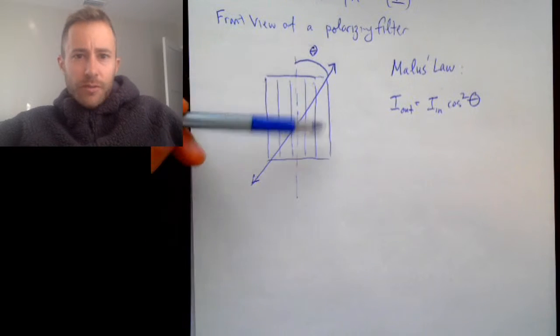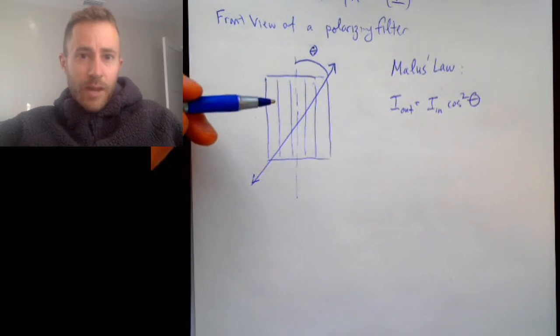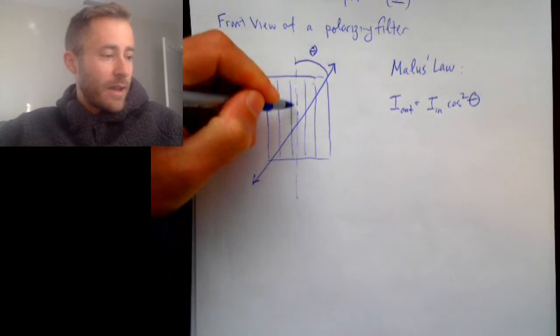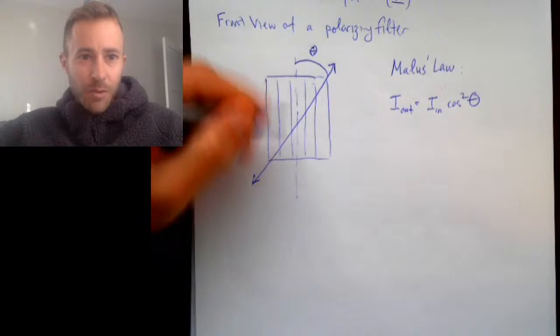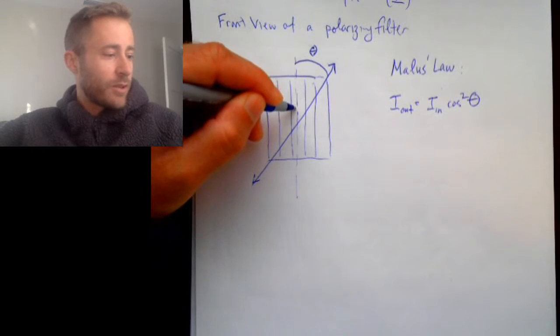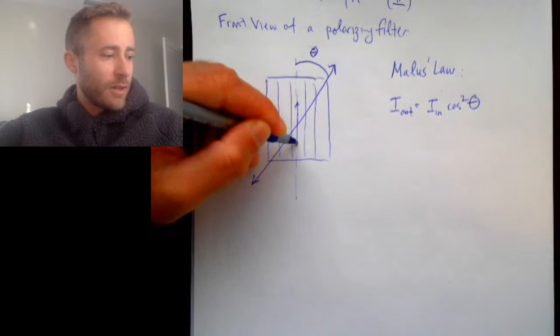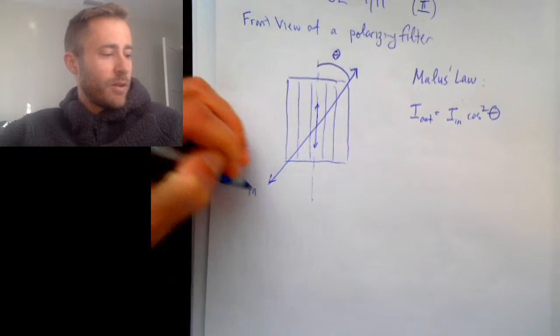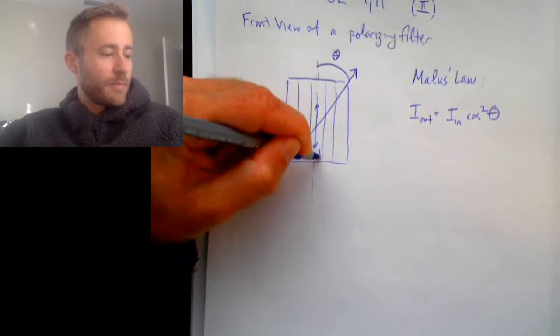And of course, the outgoing wave is going to have a smaller size, and it's going to be polarized in the same direction as the filter. So it's going to be up-down polarized, and it's going to be smaller. So this might be the input, and this might be the output.